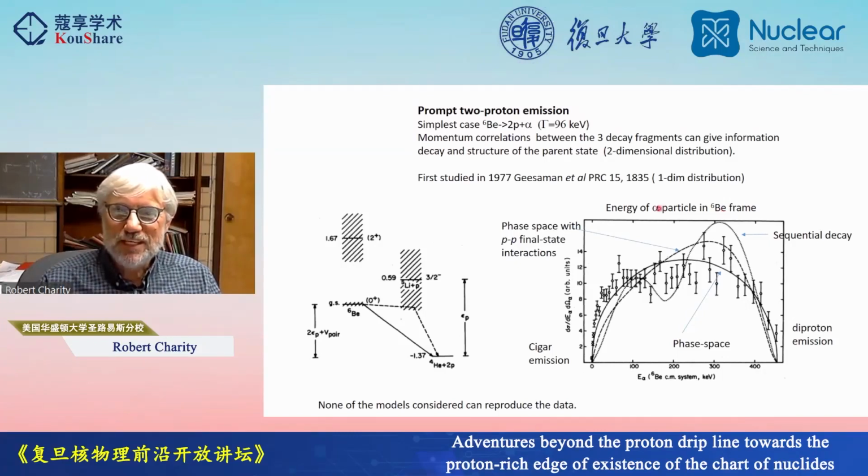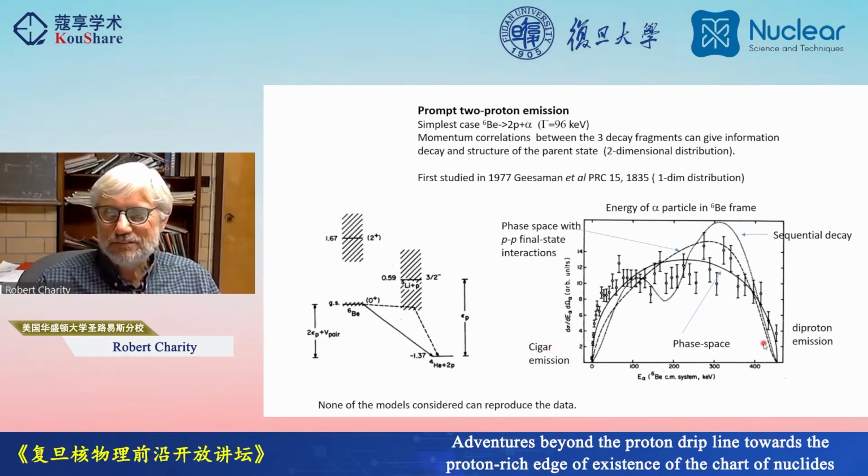But then they also measured the alpha particle from the decay. Remember, it decays by two protons plus alpha. And so then they could deduce the energy of the alpha particle in the beryllium-6 frame. So as you see, you have some distribution. If the alpha particle has zero energy, that means that there was no recoil from the two protons. And so they came out back to back. So the two protons come out back to back. Their recoil to the alphas cancel. And this is called the cigar configuration.